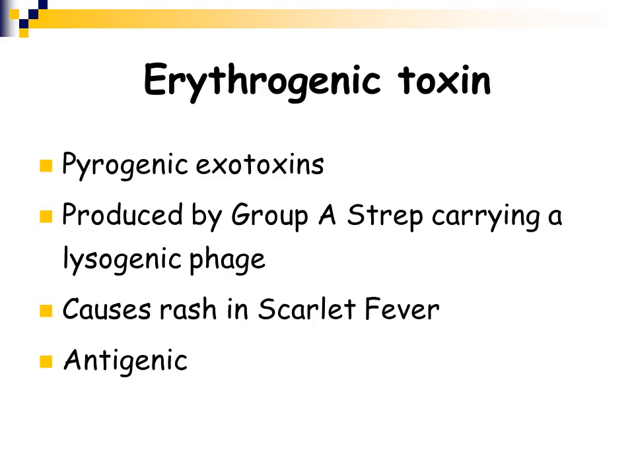Erythrogenic toxin is a pyrogenic exotoxin produced by specific strains of group A strep that carry a lysogenic phage. And remember, a phage is a virus that infects bacteria. So only those group A strep strains that have this phage will be able to produce the erythrogenic toxin. This toxin causes rash, and it's commonly found in patients with scarlet fever.